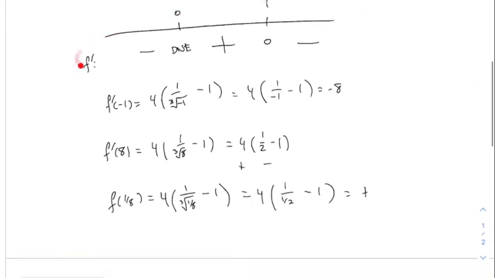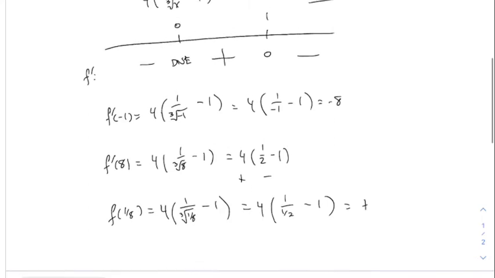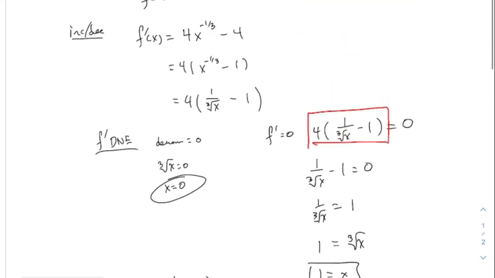Anyway, this is the chart for the increasing, decreasing. We're going to do the same thing for the concave up versus concave down. So in order to do that, I'm going to find the second derivative, and all of these different versions here are different versions of the first derivative. We need to take the derivative again.